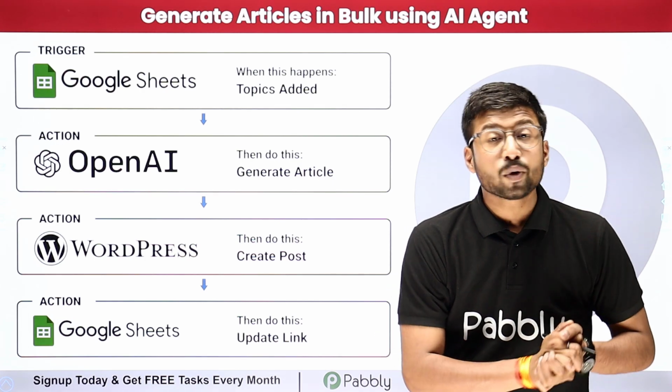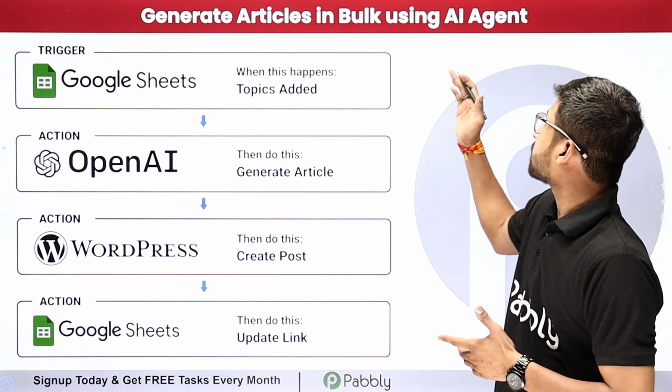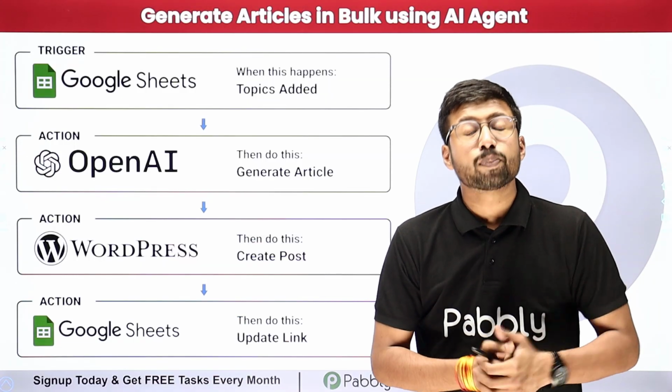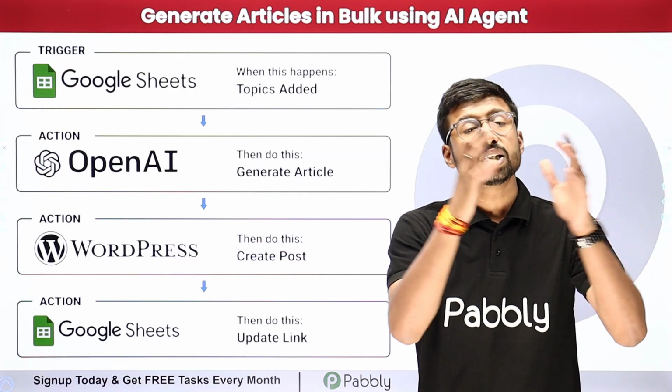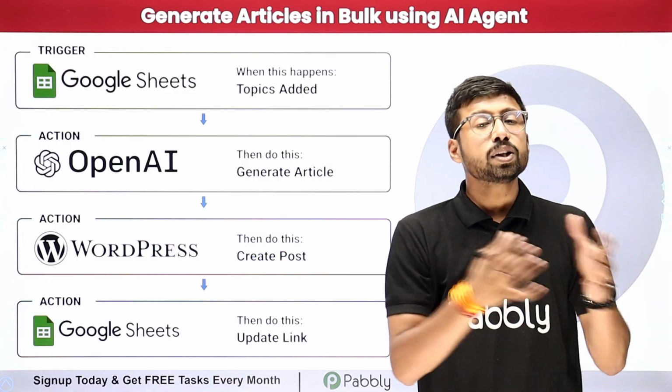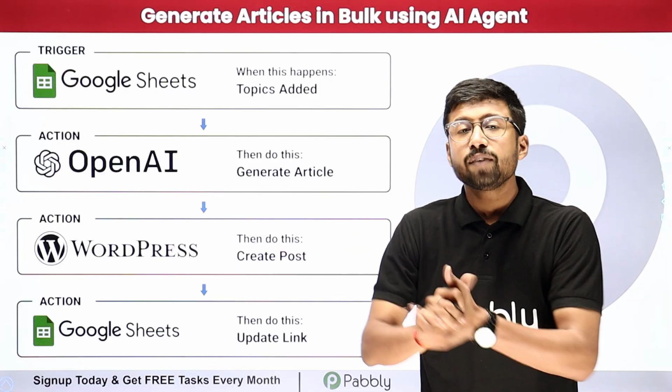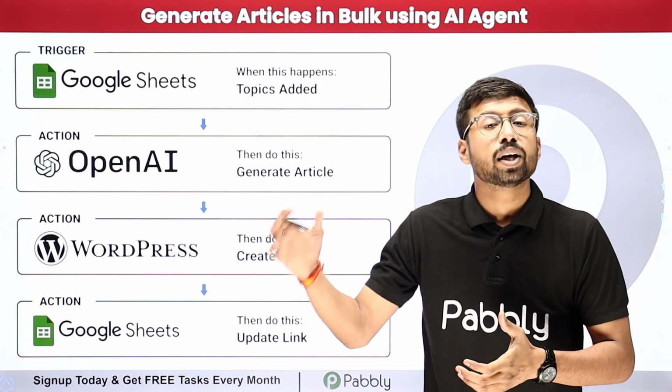So in this video, we are going to learn how to generate articles in bulk using an AI agent. Let's say you have a list of topics and titles of multiple articles in your Google spreadsheet. Now, using AI, you want to generate these articles. Using AI, you want to write the article and save it as a post in your WordPress account in draft.